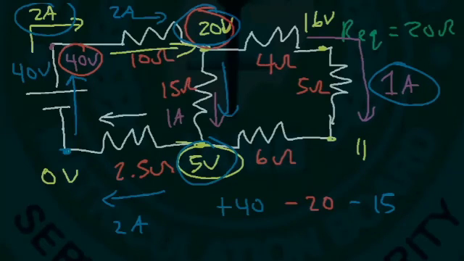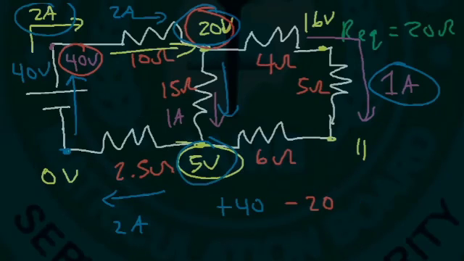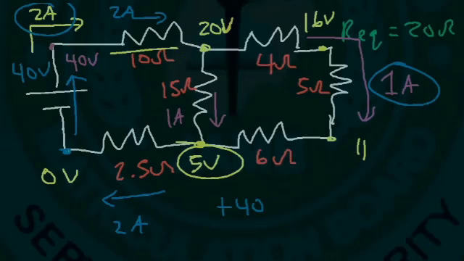And going back to where we started, it goes down from 5 to 0. So we have a voltage drop of 5. 40 minus 20 minus 15 minus 5 is 0. So now let's look at the next section.